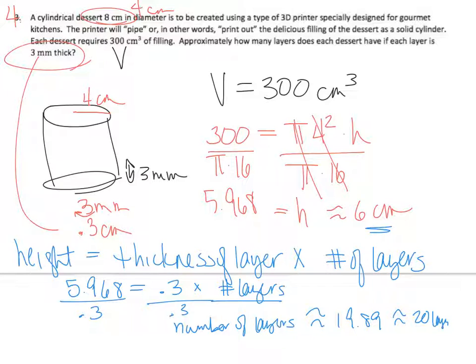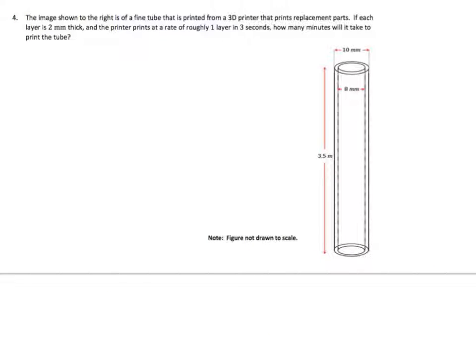All right, let's try the last one. The image shown to the right is of a fine tube that is printed from a 3D printer that prints replacement parts. If each layer is 2 millimeters thick, and the printer prints at a rate of roughly 1 layer every 3 seconds, how many minutes will it take to print the tube?